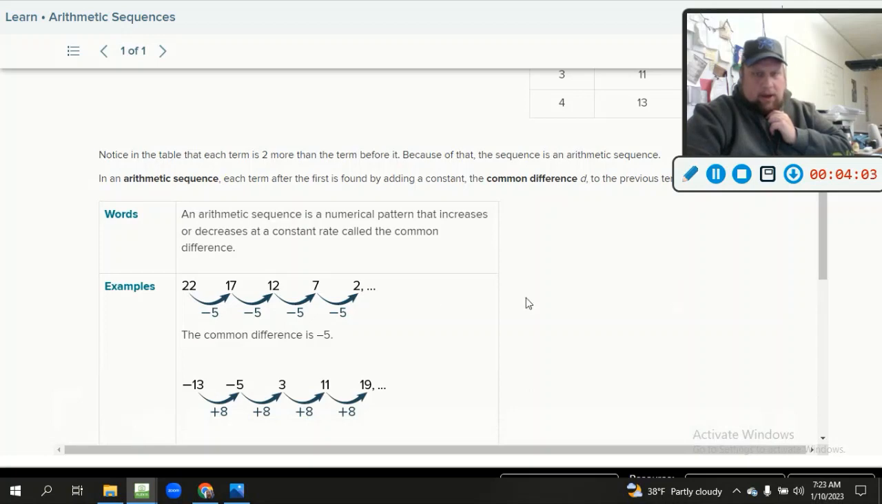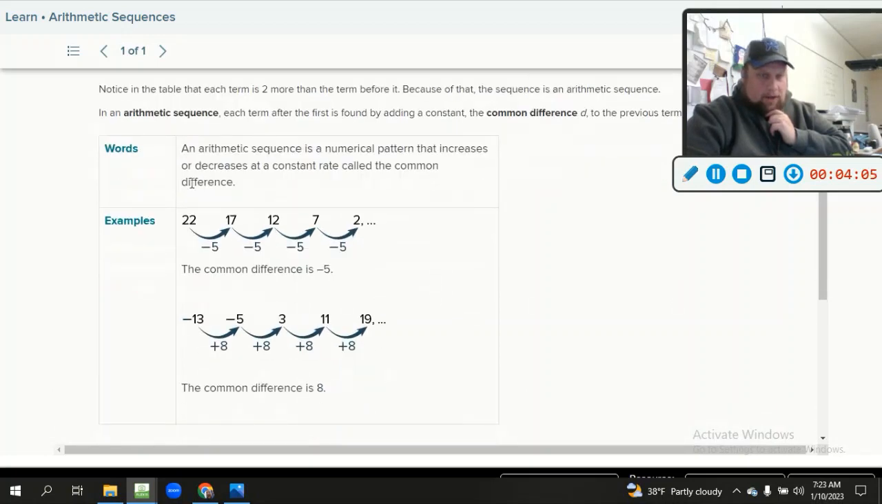So let's look down here. Go ahead and write this down, these words, and write down these examples. It says an arithmetic sequence is a numerical pattern that increases or decreases at a constant rate called the common difference. So you can see 22 to 17 is minus 5, 17 to 12 is minus 5, minus 5, minus 5. The common difference is minus 5. In the same way, negative 13 to negative 5 is plus 8, to 3 is plus 8, to 11 is plus 8. The common difference is plus 8.